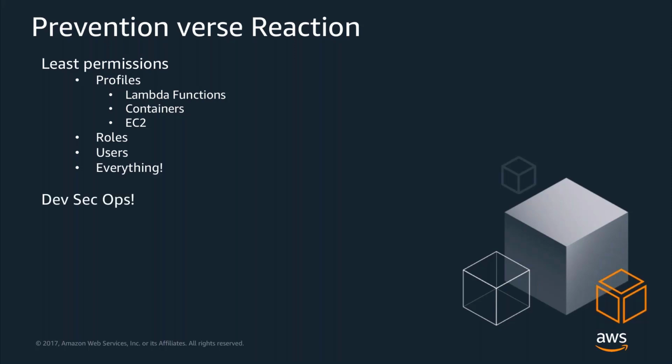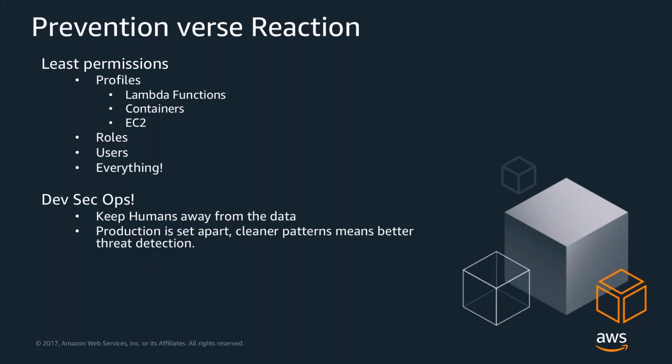All right, DevSecOps. If you have a production environment and you're using AWS, I would love to see DevSecOps in everything you do. Why? Because it makes threat detection so much easier. It means no humans are in your production environment, and it lets us find stuff in that environment very, very quickly. Keep the humans away from the data at all costs. Humans make mistakes. We are the mistake waiting to happen. Production is set apart. Always keep production outside of human control. And the pipeline is a no human zone.